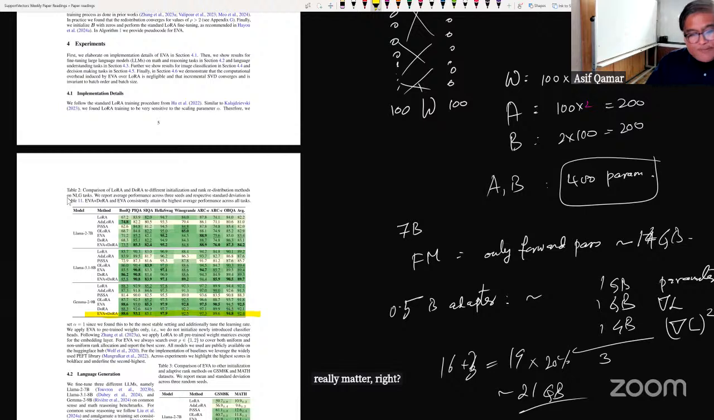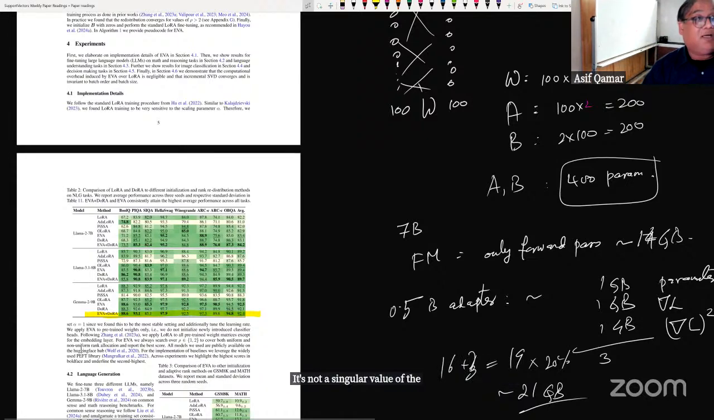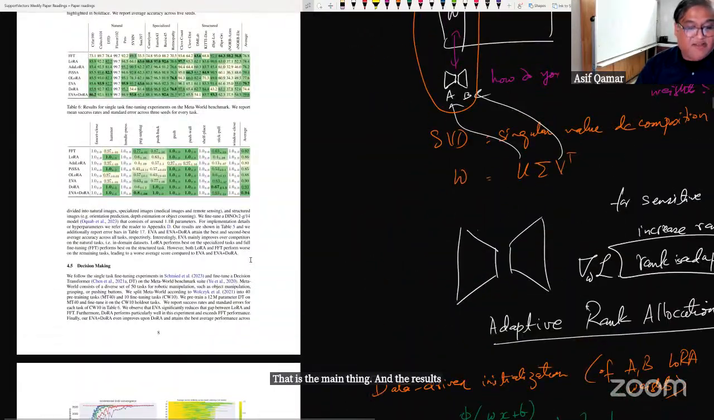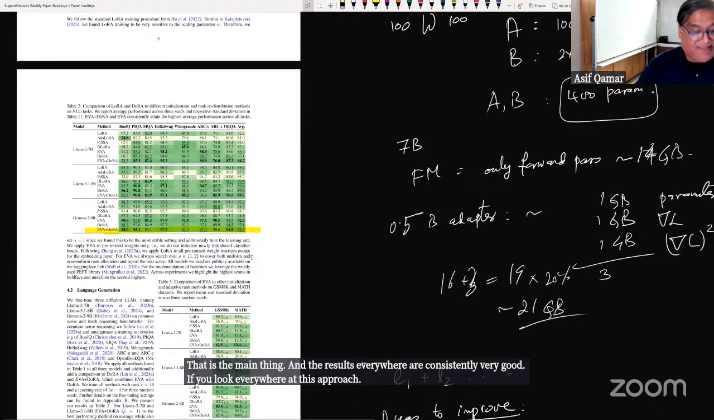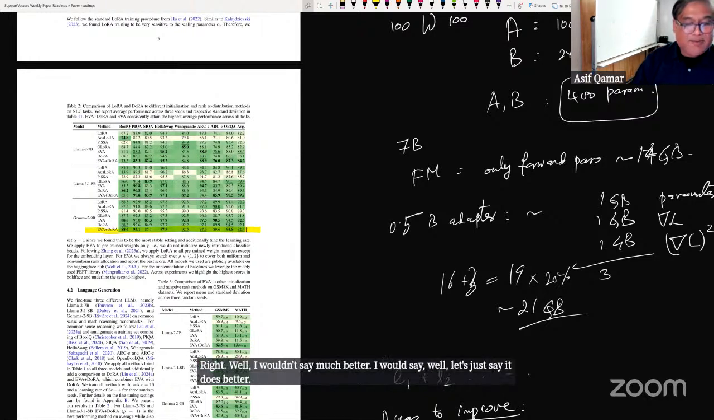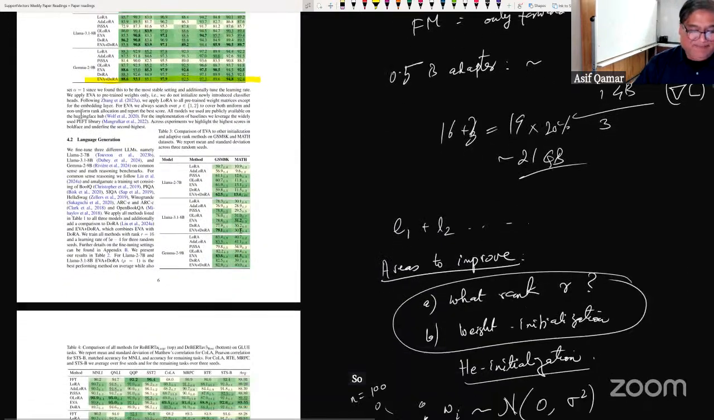So it again speaks to the fact that singular values actually do contain a lot of valuable information, but it's not the singular value of the weights of the foundation model, it's the singular value decomposition of the activations. That is the main thing. And the results everywhere are consistently very good. If you look everywhere, this joint approach does better. Well, I wouldn't say much better, let's just say it does better. In LoRA adapters, you're fighting for decimal points, so it does a little bit better.